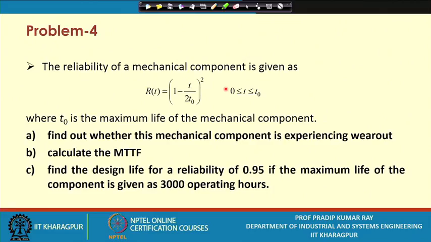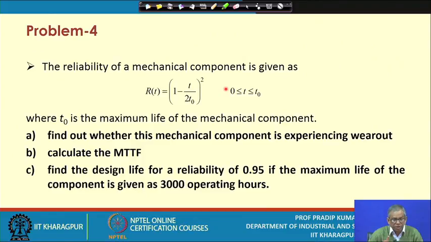Then we move to the next problem. The reliability of a mechanical component, component-wise, not a system, is given as this expression. You may raise a question: sir, how do you get this expression? Later on we'll discuss how you get these expressions. There is a method you apply to get them. It's in empirical form.